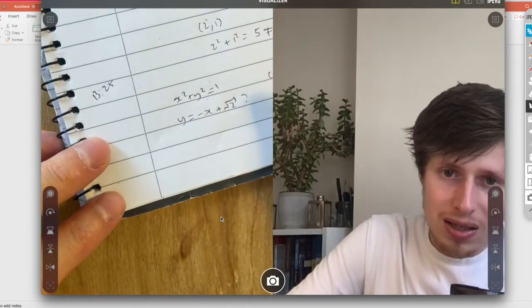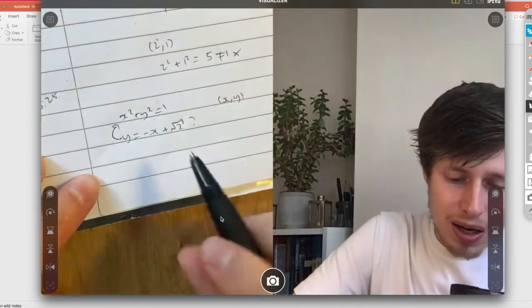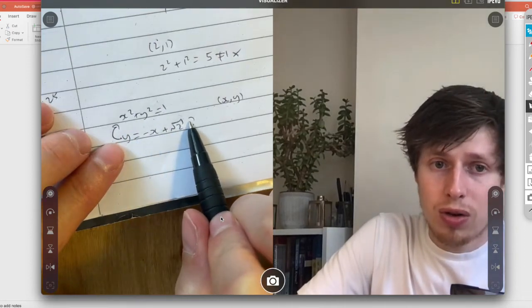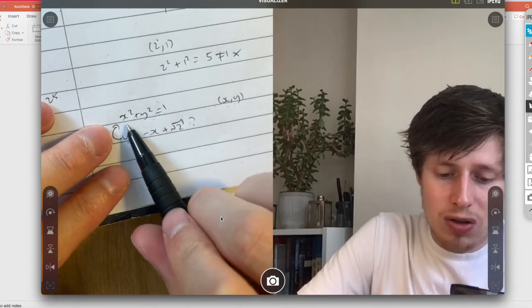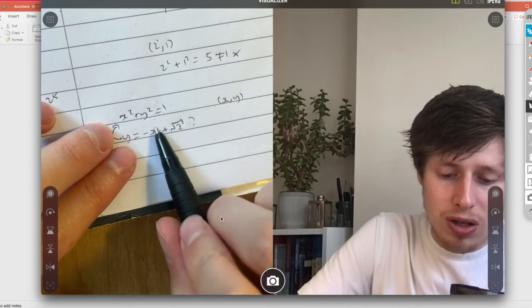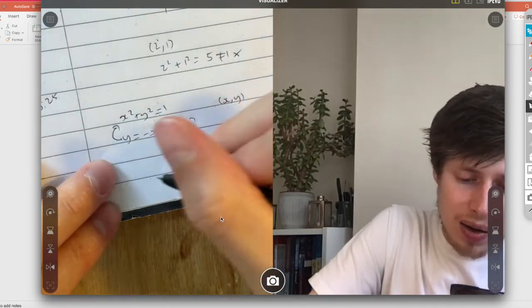Okay, so if (x, y) is a solution to both of these, I can replace wherever I see y in this equation with minus x plus root 2, right? If x squared plus y squared is 1 and y is this, then I can just replace y squared with this whole expression, and it's still going to be 1 because y is the same as this. So let's see how that will go.